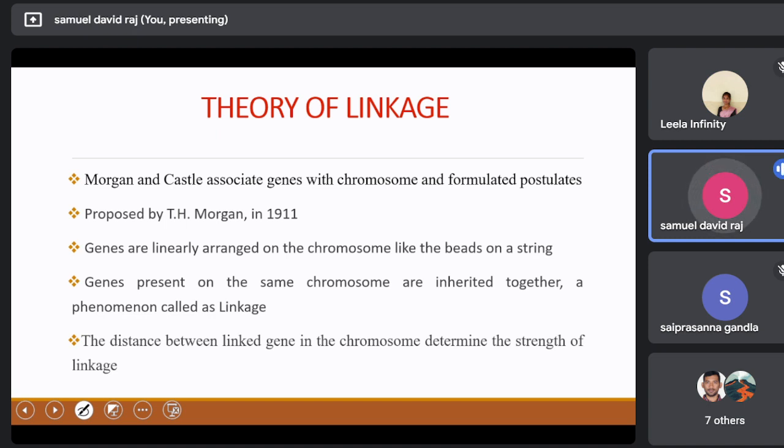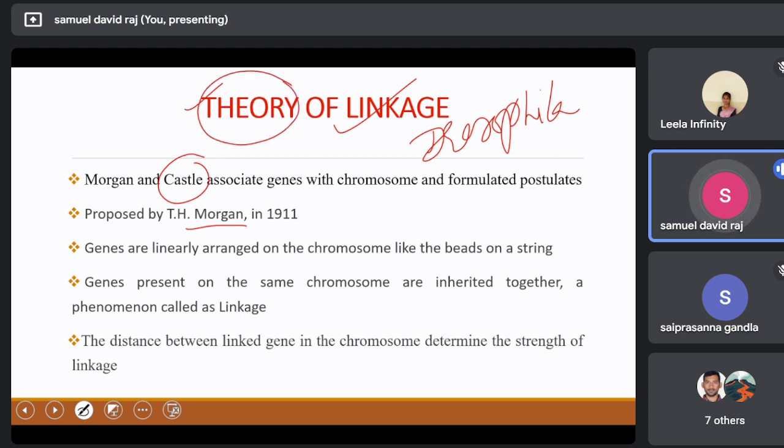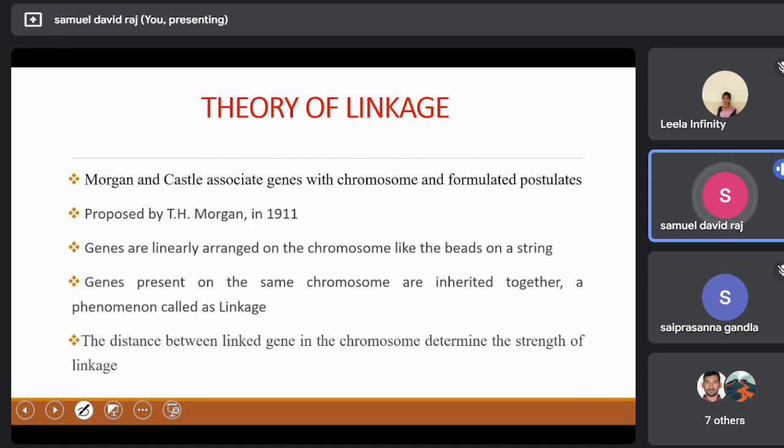Next, by combining all these and also by doing some experiments on Drosophila melanogaster, Thomas Hunt Morgan, along with Castle, came up with this phenomenon called linkage. And this theory is called the theory of linkage. Why are we calling it a theory? Because it was proved by Morgan. Okay, how he proved it, we'll see later.